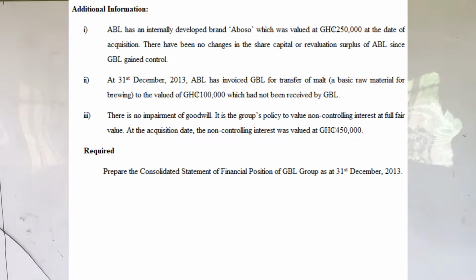There is no impairment of goodwill. It is the group's policy to value non-controlling interest at full fair value. At acquisition date, the non-controlling interest was valued at 450,000 Ghana cedis. Required. Prepare the consolidated statement of financial position for GBL Group as at 31st December 2013.